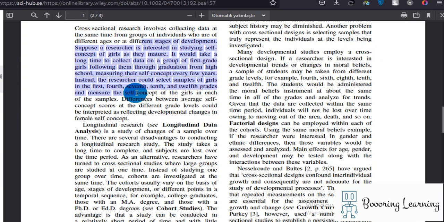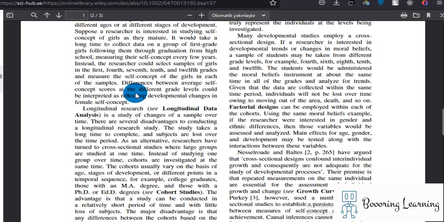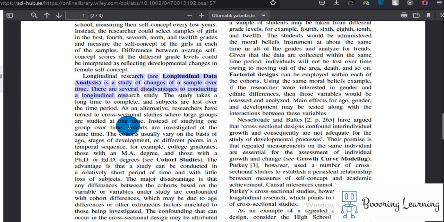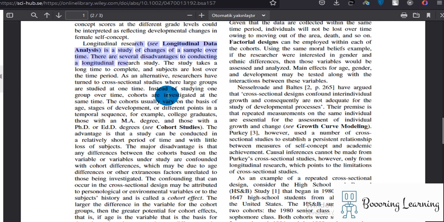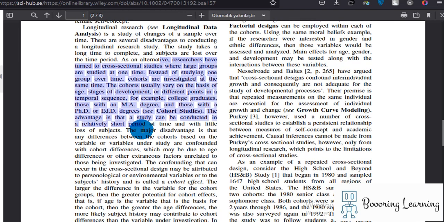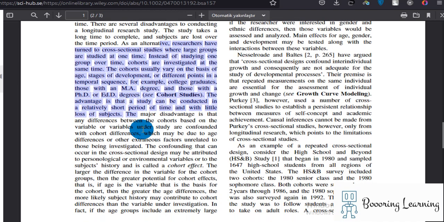Suppose a researcher is interested in studying the self-concept of girls as they mature. It will take a long time to collect data on a group with a longitudinal design, which is a study of change in a sample over time. There are several disadvantages to conducting it: a long time to complete, and subjects are lost over the time period. As an alternative, researchers have turned to cross-sectional studies, where larger groups are studied at one time, instead of studying one group over time.